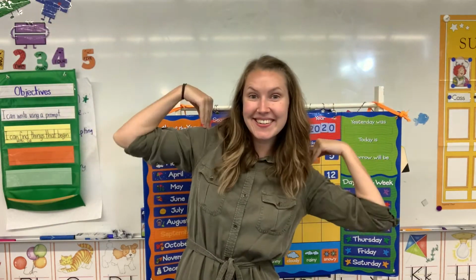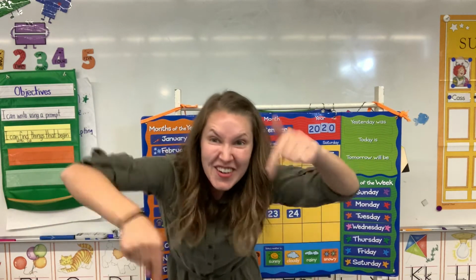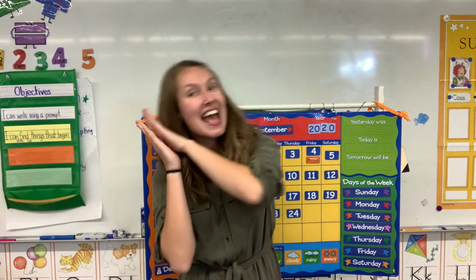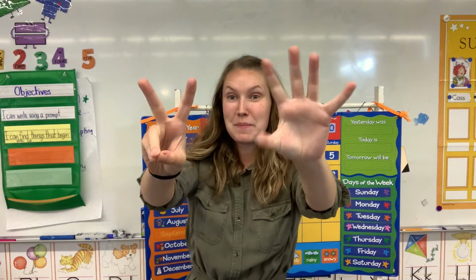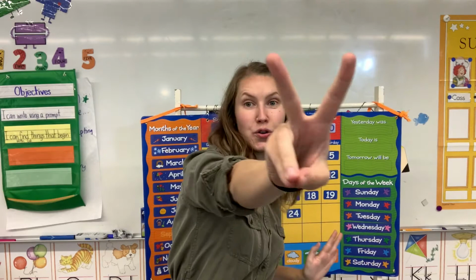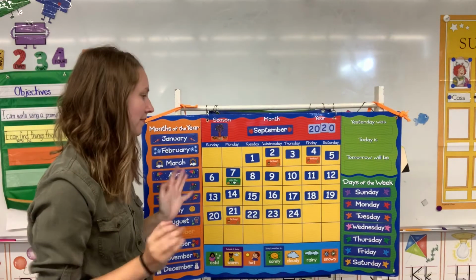Monday, Tuesday, Wednesday, down to your knees. Thursday, down to your toes. Friday, Saturday, and Sunday, the days of the week. And remember, we make 7 because we have 5 weekdays and 2 weekend days. And together, that makes 7.